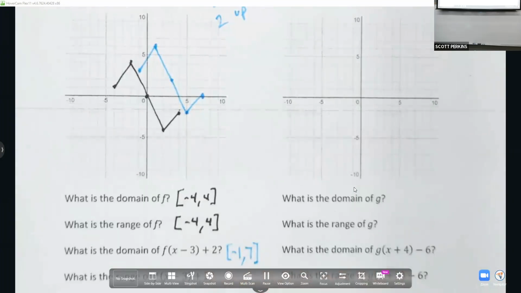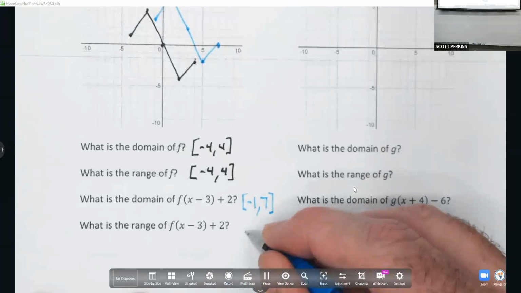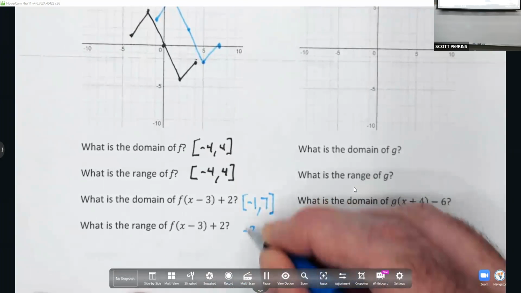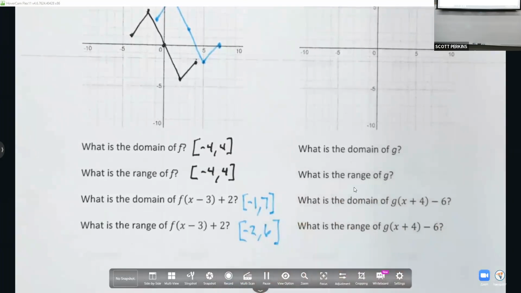And then since I took the graph up 2, I'm going to add 2 to each end of the range. And that's going to give me -2 to 6, which again agrees with my graph.